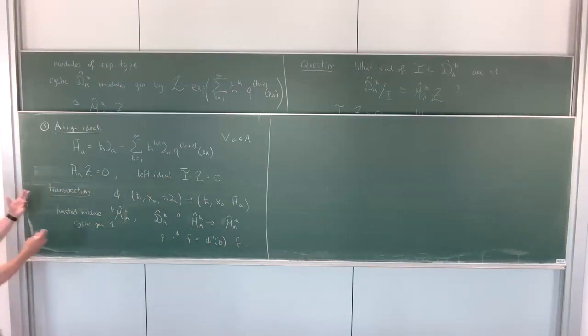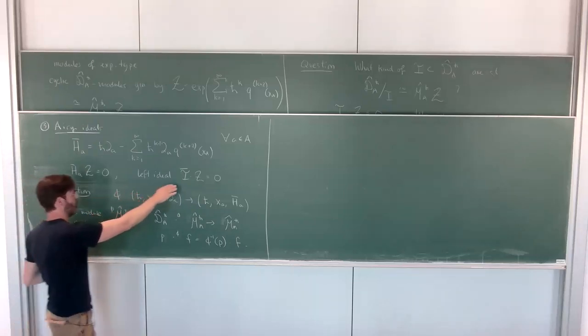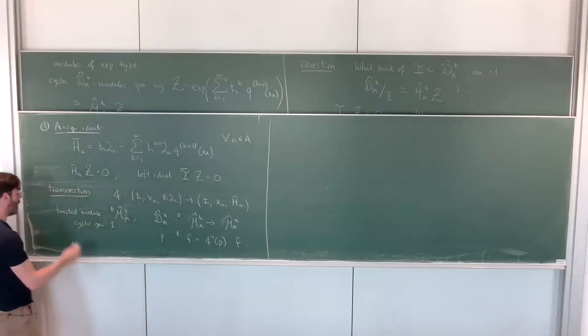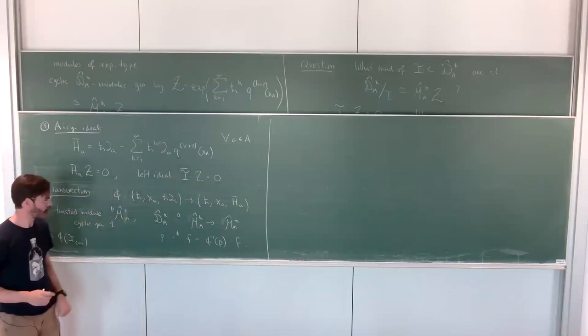And because of that, you see that indeed the left ideal here is the annihilator, because the left ideal is the image of this canonical ideal, which was the annihilator of one. So everything is still true for the twisted module. So you get that indeed.